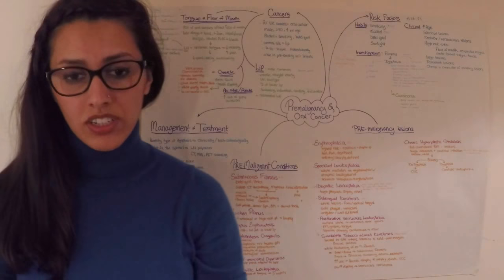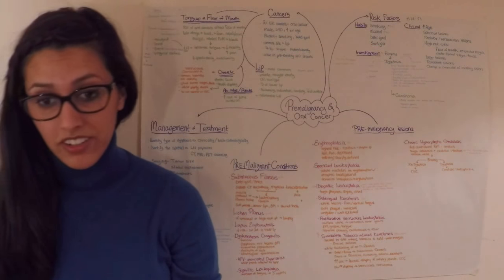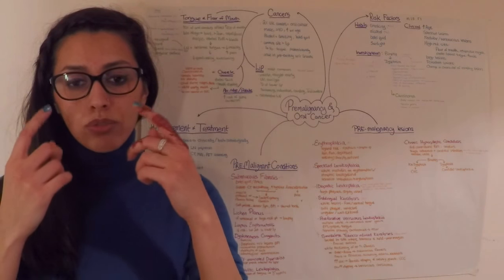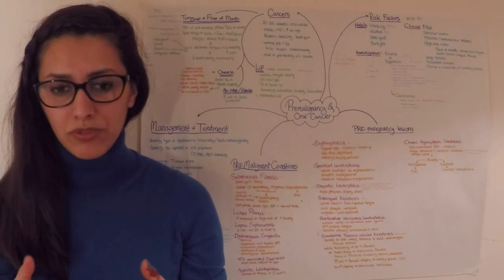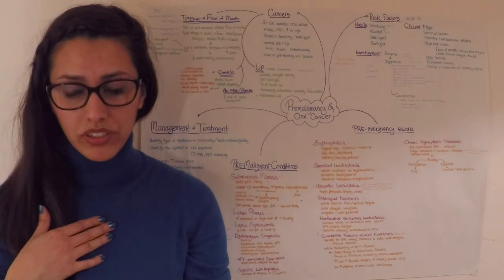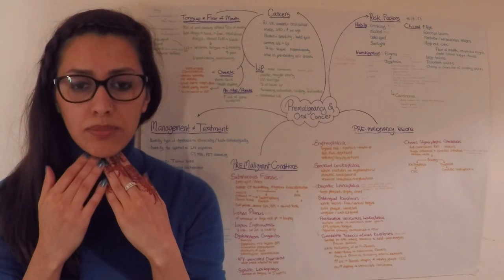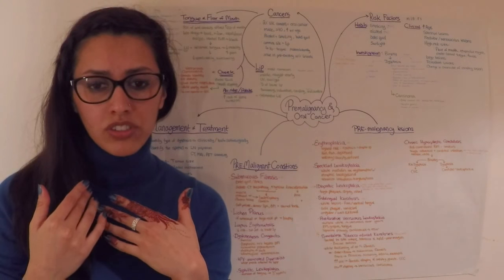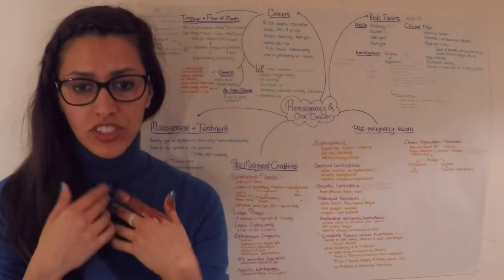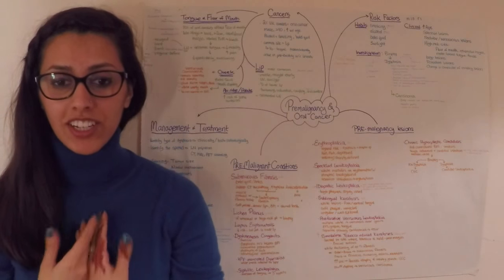Spread. So there was a question on spread of carcinomas. Generally, the neck is split into a few sections, but I think levels 1, 2, and 3 are important to know. Level 1 is the submental and submandibular lymph nodes, level 2 is your superficial cervical chain, and level 3 is your deep cervical chain.